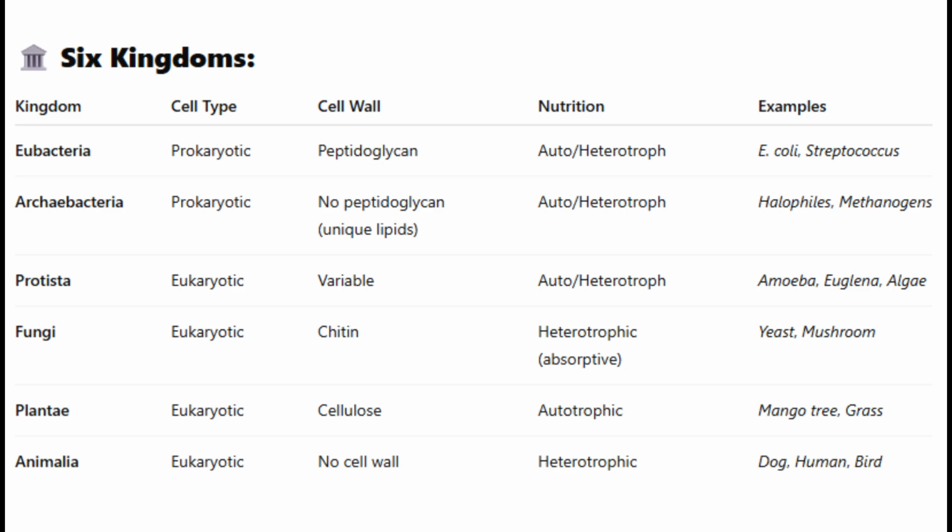Kingdom, cell type, cell wall, nutrition, examples. Eubacteria: prokaryotic, peptidoglycan, auto/heterotrophy, E. coli, streptococcus. Archaebacteria: prokaryotic, no peptidoglycan, unique lipids, auto/heterotroph, halophiles, methanogens. Protista: eukaryotic, variable, auto/heterotroph, amoeba, Euglena, algae. Fungi: eukaryotic, chitin, heterotrophic, absorptive, yeast, mushroom. Plantae: eukaryotic, cellulose, autotrophic, mango tree, grass. Animalia: eukaryotic, no cell wall, heterotrophic, dog, human, bird.